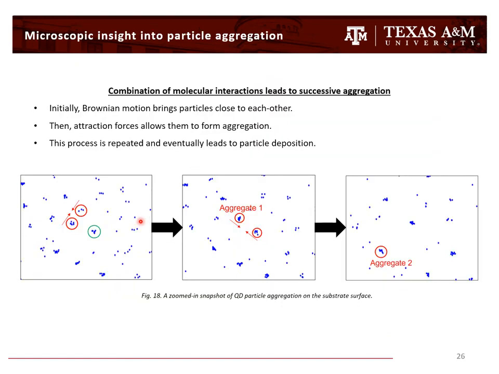Furthermore, if we zoom into this aggregation process, you will realize that Brownian motion brings the particles close to each other. Then the attractive forces between these particles take over and they can form an aggregate. There is another aggregate which is also now getting attracted to form an aggregate. And this is exactly how the aggregation process is happening at the microscopic scale.